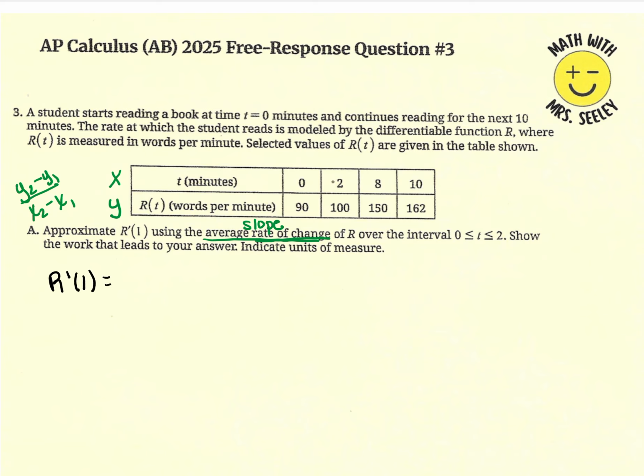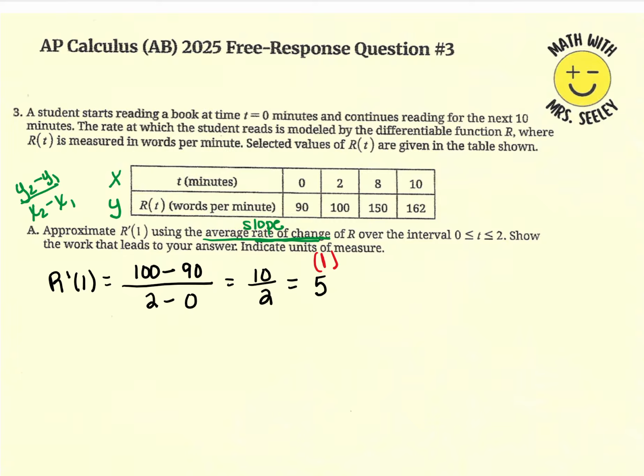Well, in my chart, 1 falls between those two values, which makes sense why they told me to use 0 to 2. So I'm just going to simply use my formula, y sub 2, which is 100, minus y sub 1, which is 90, over x sub 2 minus x sub 1, and I get 10 over 2, which is 5. If you were able to get that value, give yourself the first of the 9 points for this essay question. It also says to indicate units of measure.